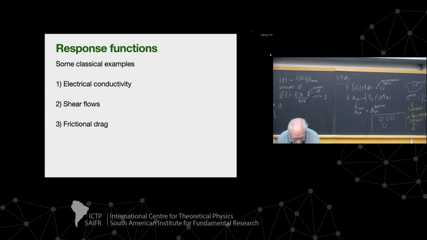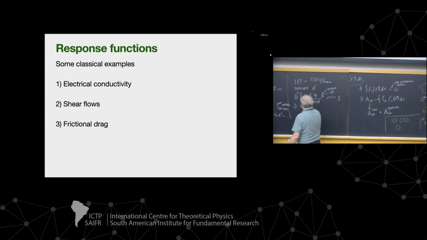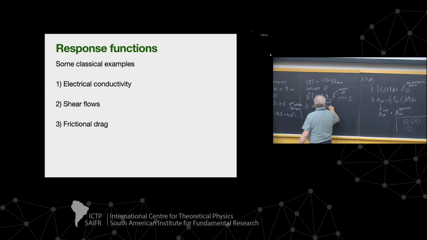Second example: shear flow. You have here a fluid, and you move the top surface with a velocity, and the bottom surface is at rest. You just shear your flow, and it's going to create a velocity field like this.